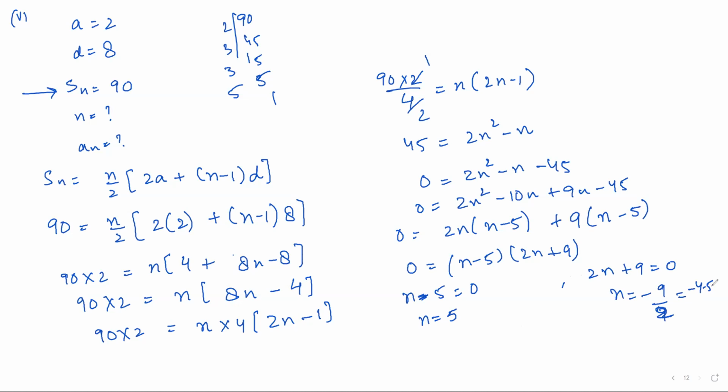Yes, ma'am. Okay. Now n is what? N is the number of terms, right? So this is n is equal to 5 and this is n is equal to minus 4.5. So this value is not acceptable because either it is the fourth term or it is the fifth term. You're counting the terms, right? There is no 4.5th term. Understood? This value will be rejected. So your n is equal to 5. So you have got n. Now an you can find. So a5 you can find now, right?